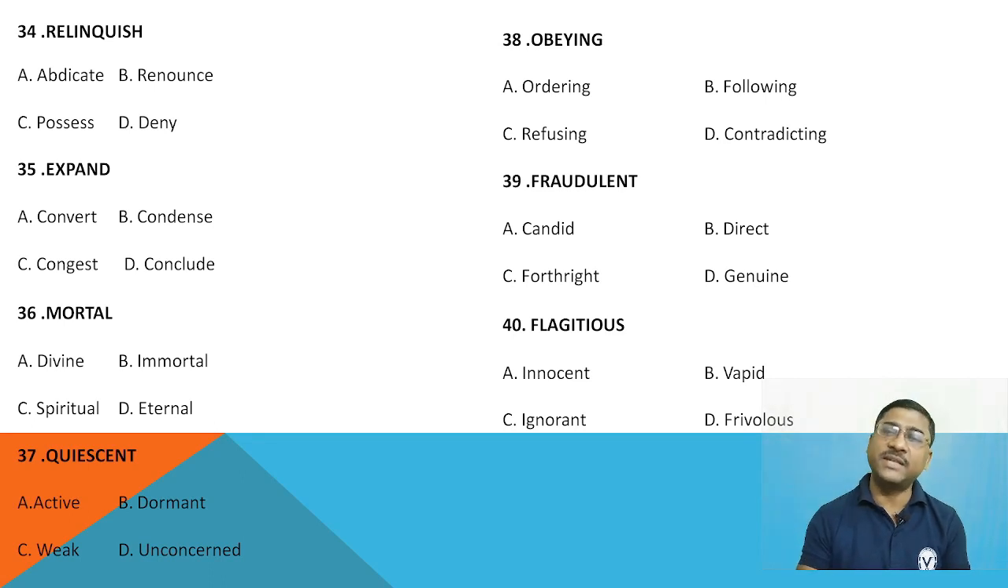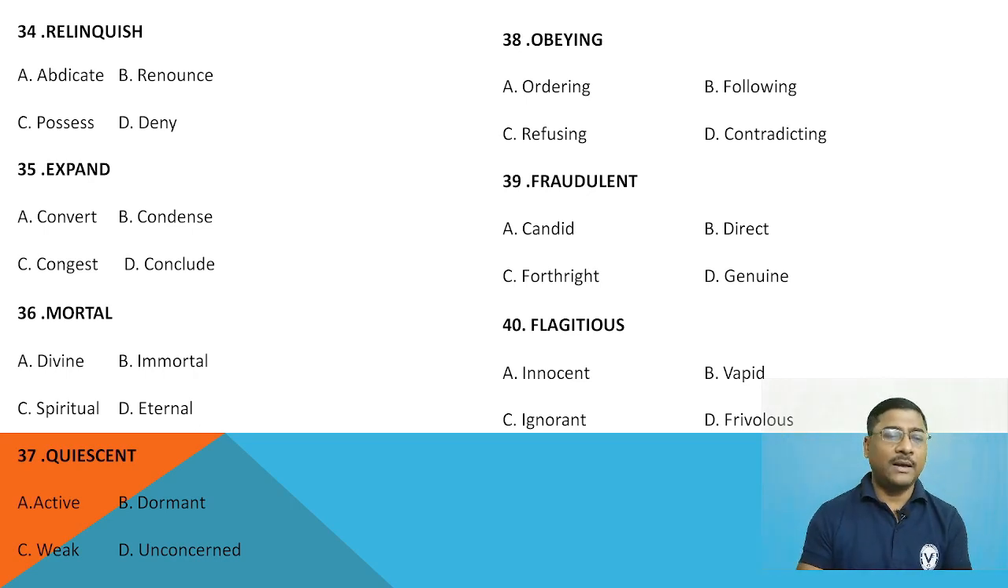Abdicate is the same as relinquish, to give up. Right? Denounce means to give up, not renounce. Then deny means to refuse. So for relinquish here, the antonym is possess.